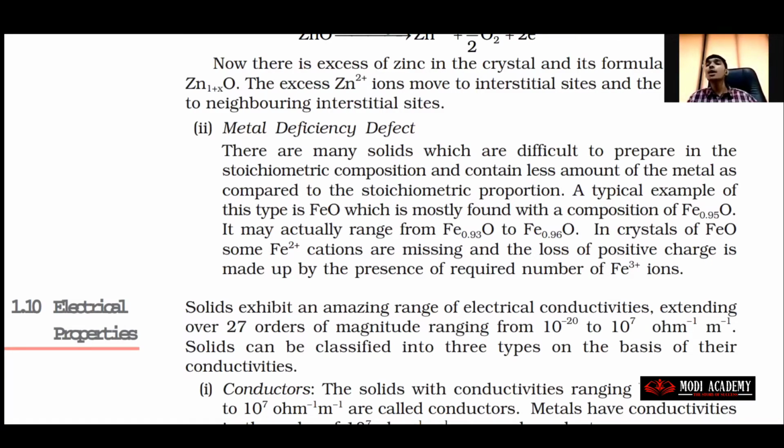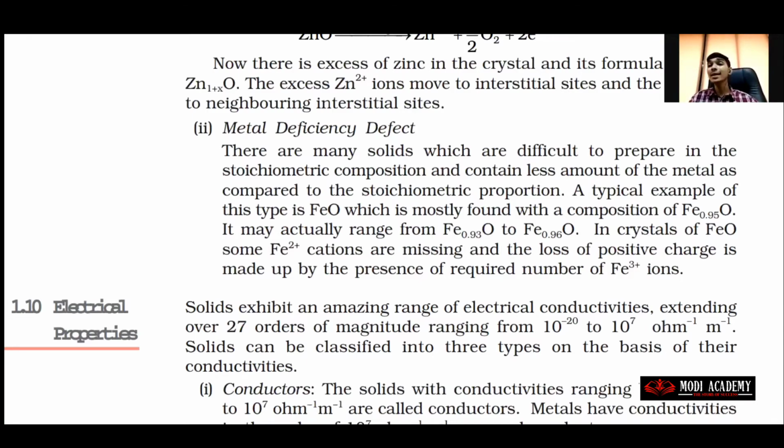contain less amount of metal as compared to the stoichiometric proportion. A typical example of this is FeO, which is mostly found in the composition Fe0.95O. So इधर 1 की जगह पर 0.95 मेटल मिल रहा है, 0.05 कम. So it may actually range from Fe0.93O to Fe0.96O.